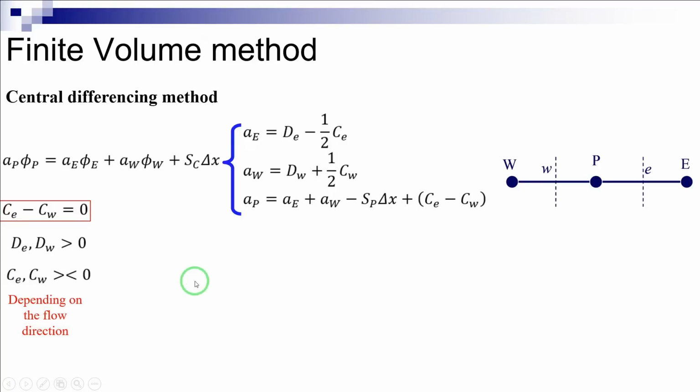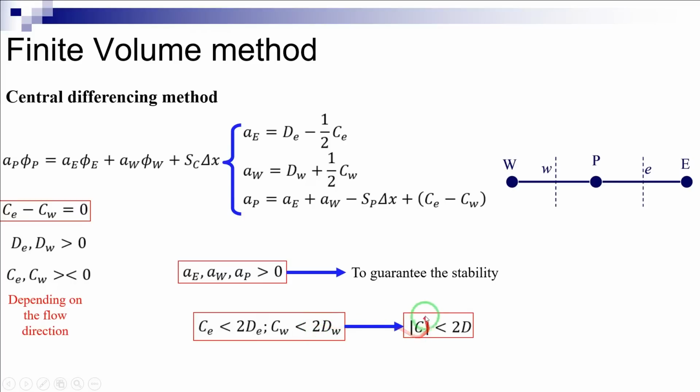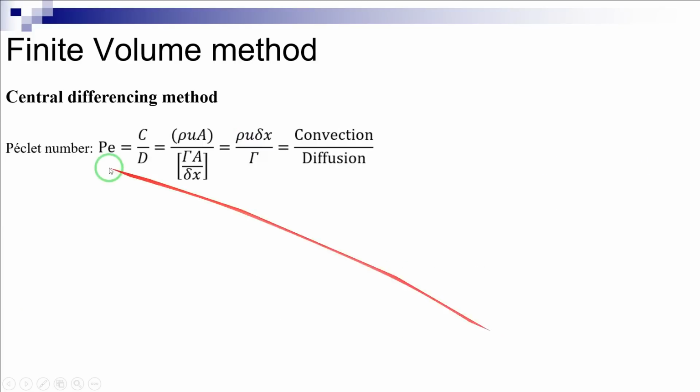Therefore, considering that the coefficients of the discretized equations should always be positive to guarantee stability, this relationship must be satisfied between D and C. In other words, the absolute value of C must be less than D. To further explain this issue, we use the Peclet number, which is defined as follows.